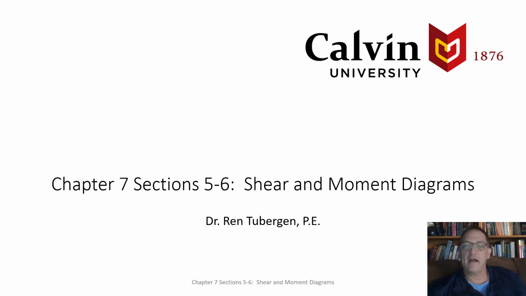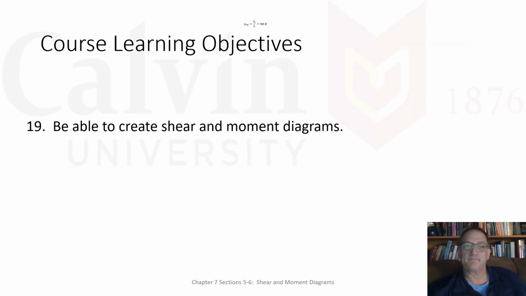Engineering 305. This is Chapter 7, Sections 5 and 6, really Section 5, shear and moment diagrams. The point of this section is to get you to be able to create shear and moment diagrams. Now, I have been treating this for many years as if this is a new thing, but the reality is I believe you've been covering this in Engineering 202, and so this is an extension of those ideas, but that's what we're going to do: shear and moment diagrams.